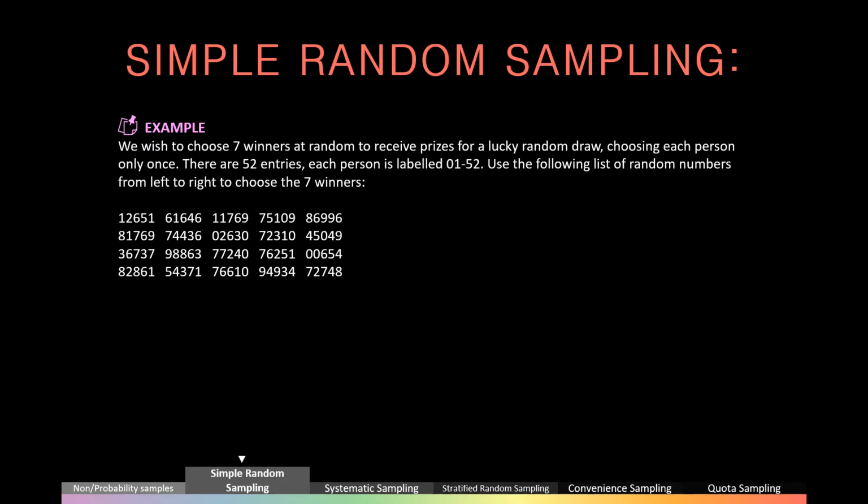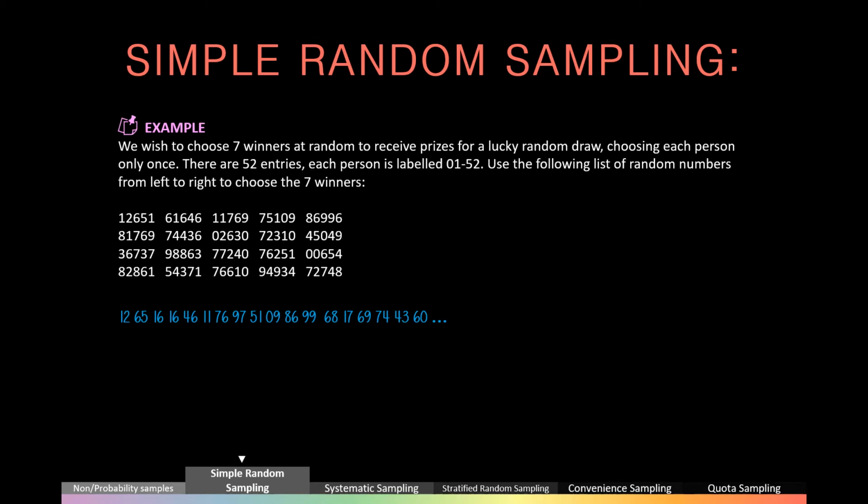In this example, we want to choose 7 winners at random, and we're told that there were 52 entries in our lucky draw, and we've labeled each person with a respective number from 1 to 52, and again we can see that our numbers are given in 2 digits. And we want to use the random numbers from the table below to choose 7 winners. So step 1, we're going to go ahead and rewrite these random numbers as 2-digit numbers.